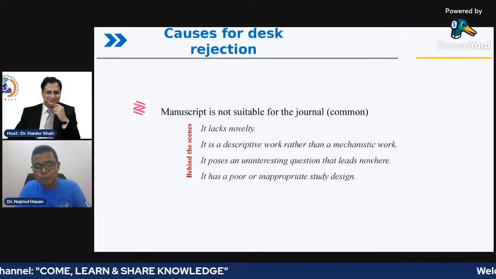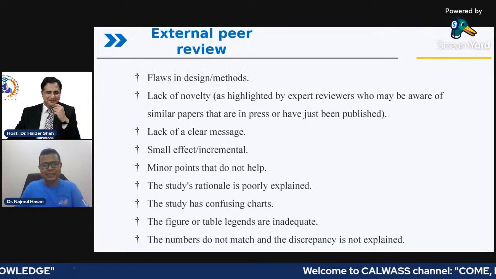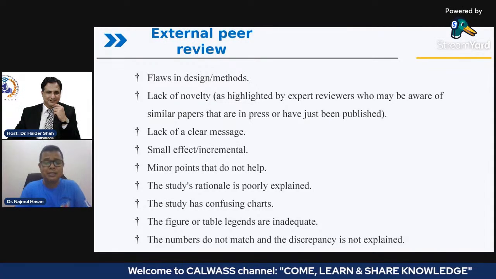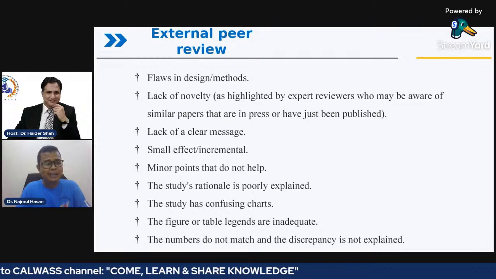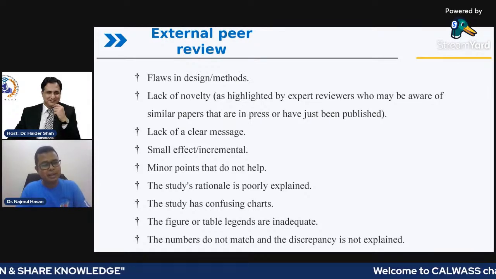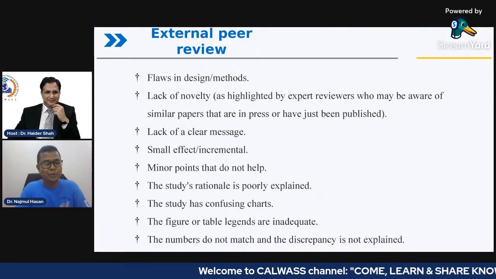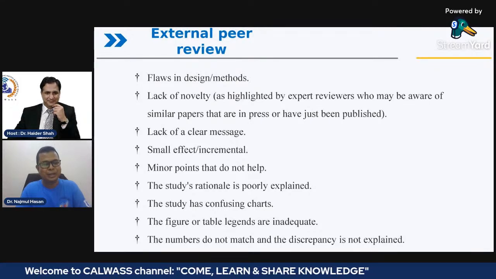It has a poor and inappropriate study design. Already told that, right? Okay. Let me say that your paper already passed the initial screening, and now it was screened by the editor in chief and associate editor. Now your paper is under review. So what do reviewers expect? This is the expectation of reviewers, right?